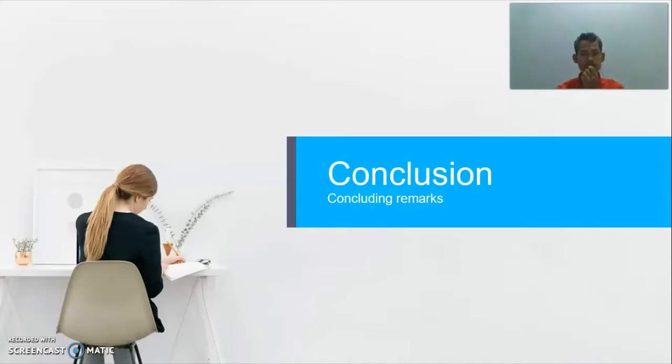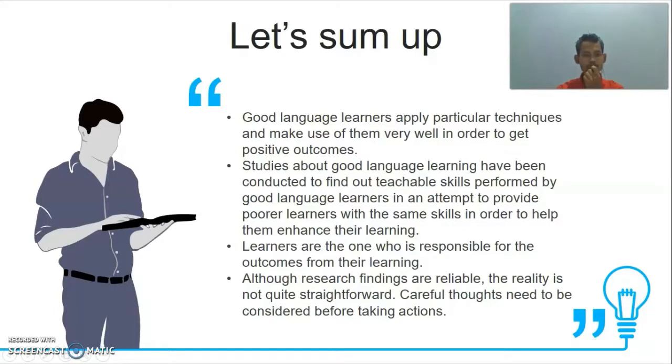Okay, now we have come to the last part, which is the conclusion. From the discussion, we can conclude that good language learners apply particular techniques and make use of them very well in order to get positive outcomes. And then several studies about good language learners have been conducted to find out teachable skills performed by good language learners in an attempt to provide poorer learners with the same skills in order to help them enhance their learning. This is in line with what has been expected by Rubin in 1975, that the research about good language learners is aimed to find out techniques or strategies that can be transferred to poorer learners and therefore help them increase their language ability.